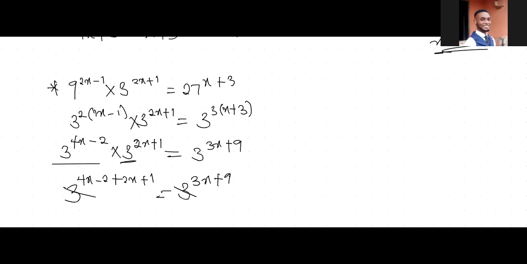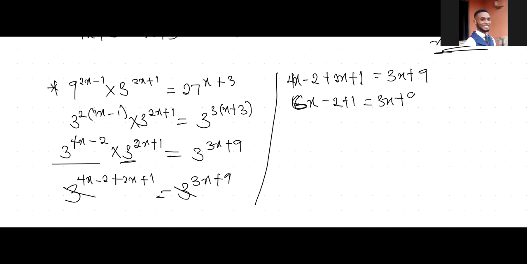So here you're going to have 4x minus 2 plus 2x plus 1, which is equal to 3x plus 9. Then that's going to be 6x minus 2 plus 1, which is equal to 3x plus 9. Then you have 6x minus 3x, which is equal to 9 plus 2 minus 1, that's 3x equals 11 minus 1, that is 10.